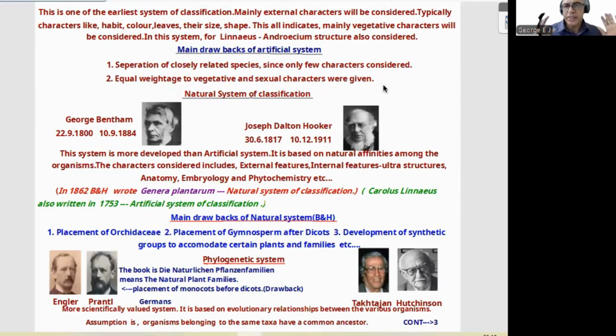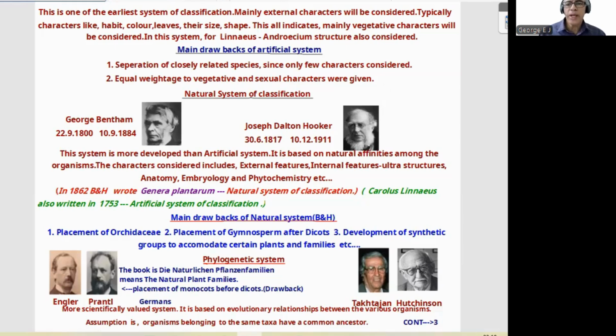And remember, only external characters were considered because at that time there was only that much development. So naturally, typical characters like habit. Habit means the physical appearance of a plant, color, leaves, their size, shape. So that all indicates mainly vegetative characters were considered. In the Linnaean system, androecium structure was also considered. So the Linnaean system is otherwise called the sexual system.